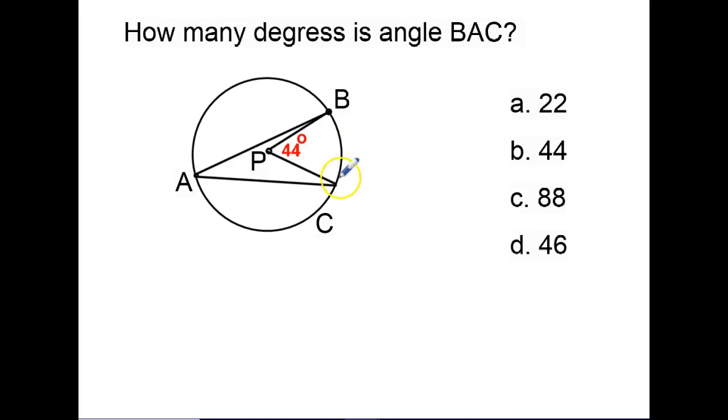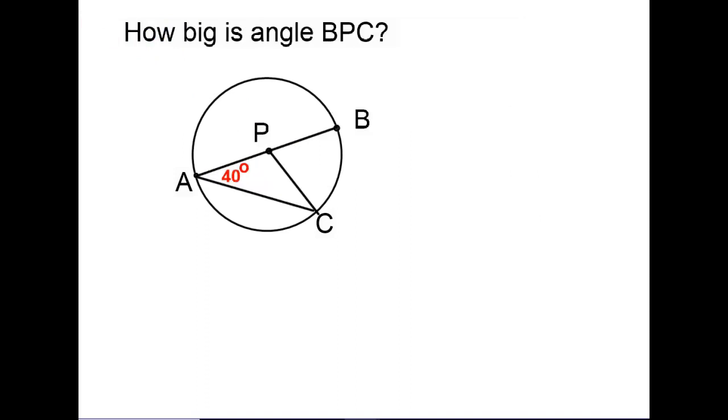This is the one I call the Pac-Man problem. We've got a central angle here. So we know that makes this 44 degrees of arc. And since we have an inscribed angle that cuts out the same amount of arc, it's going to be half of that. So this is 22 degrees. This one is similar to the one we just did. Take a minute to see if you can figure that one out.